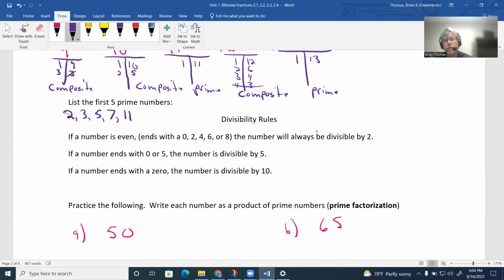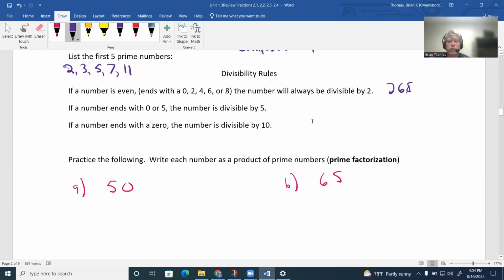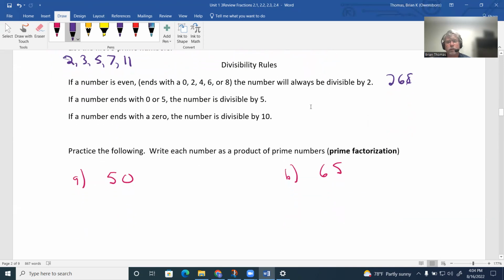So like if I gave you the number 268, since it ends with 8, I know that 2 would go into it evenly. And if I don't know what that answer is, I could pick up a calculator and do that. But if I can see it, it looks like 134. Half of 268 would be 134. If you can see that, that's what we're talking about, using your brain for some of the shortcuts if you can see them.